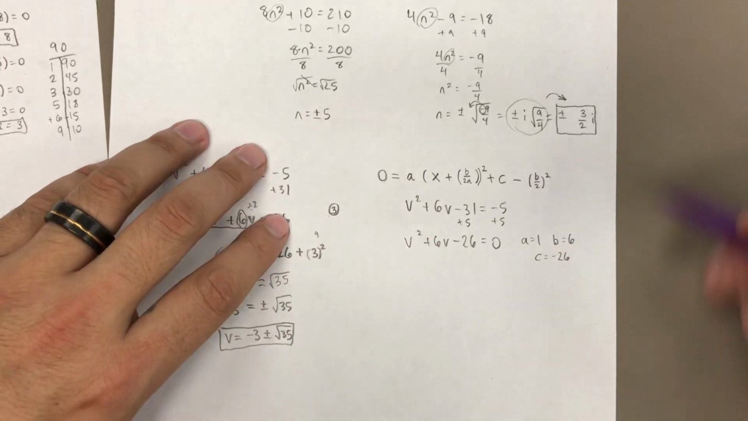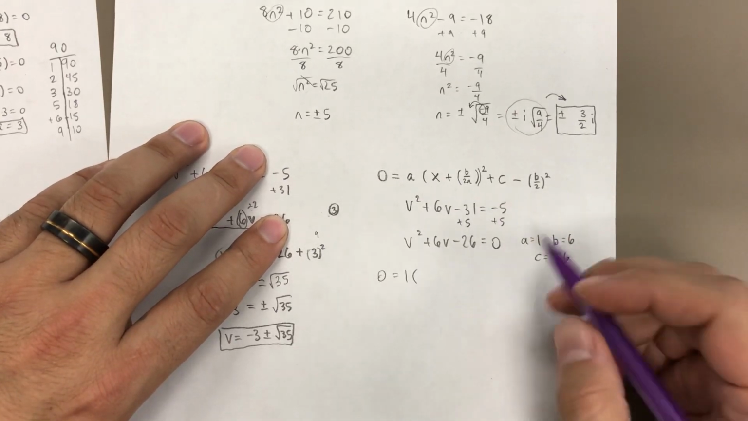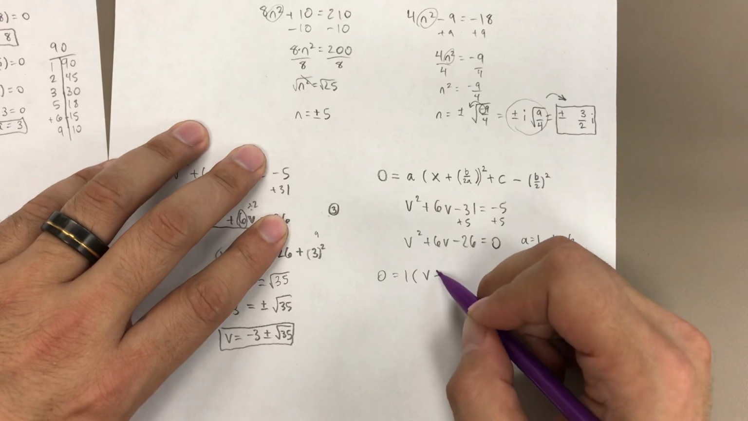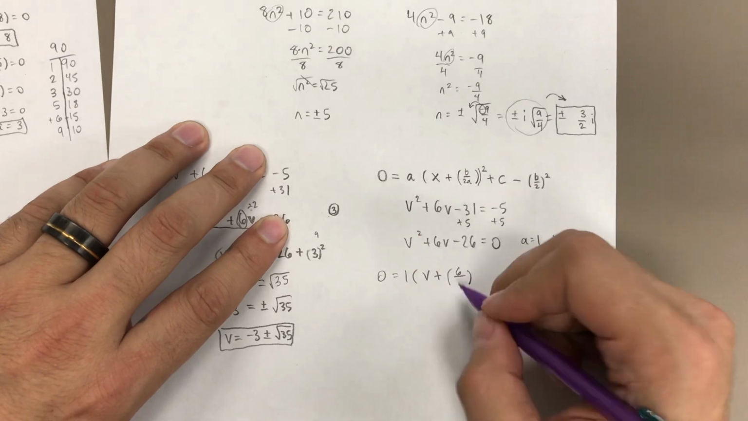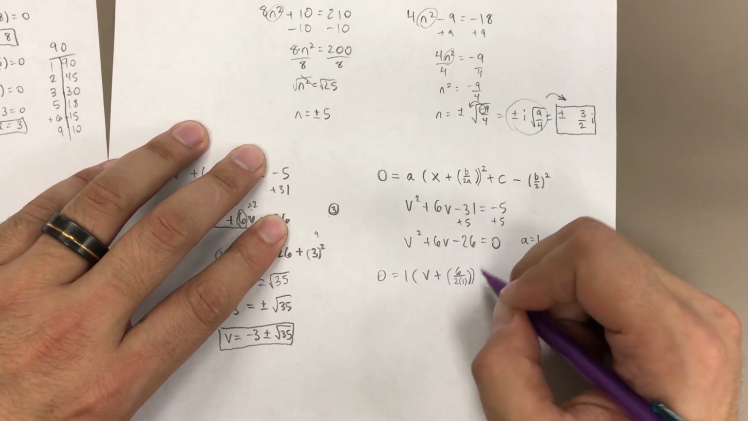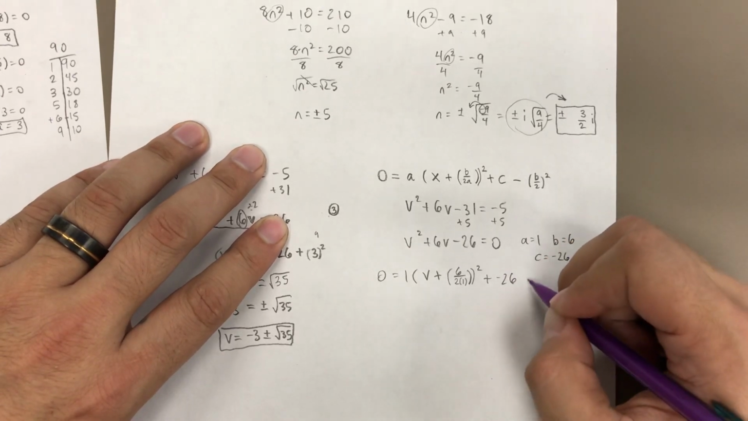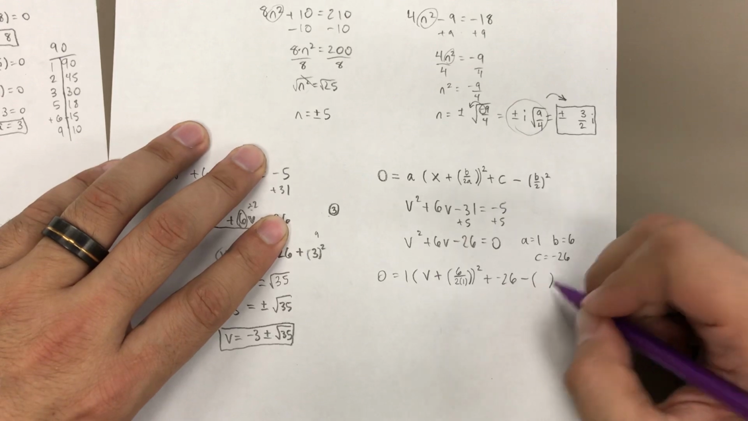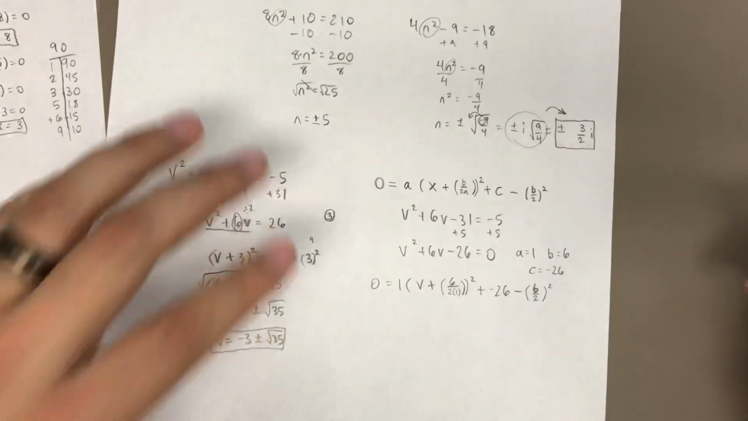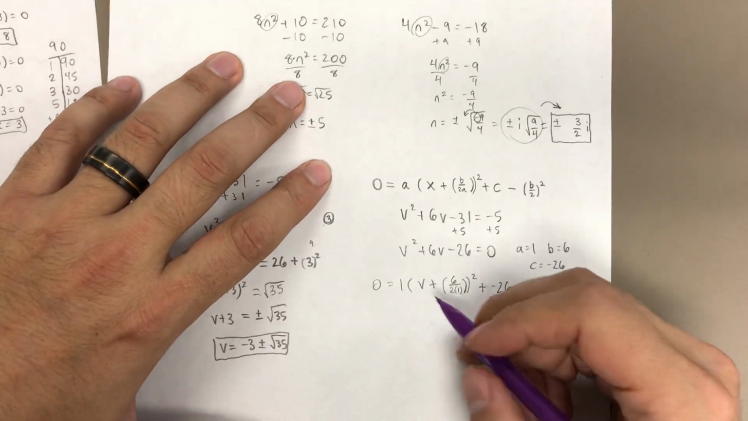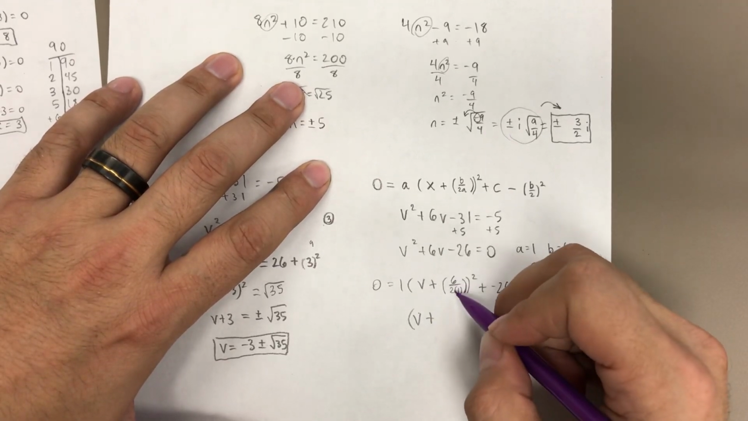And then we plug it into the formula. So we get 0 is equal to our a value is 1, so 1 times parentheses, our variable v, plus, and then parentheses, our b value, which is 6, over 2 times a, so 2 times 1, and then squared, plus c, so c is negative 26, and then minus our b value squared, so our b value, which is 6 over 2 squared.